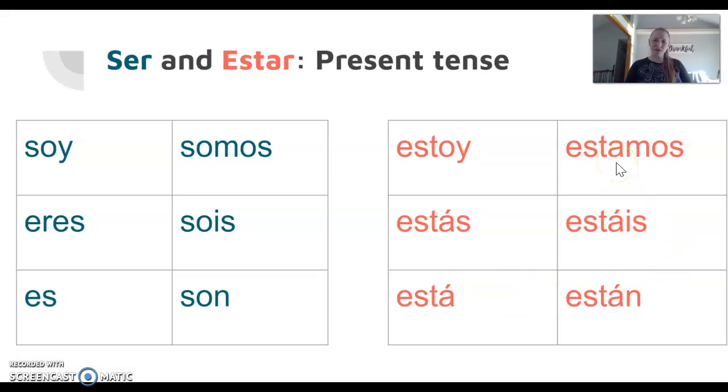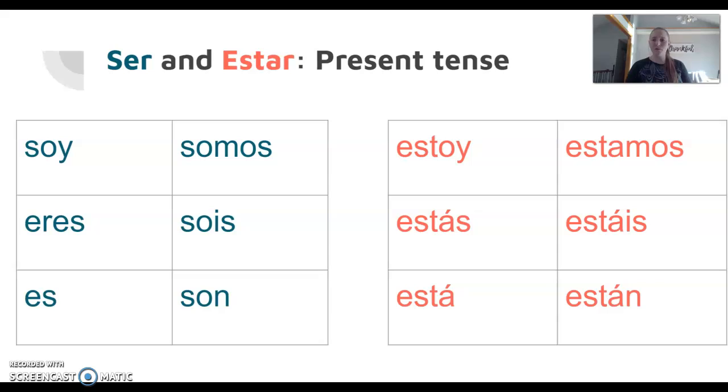Estamos does not have a written accent mark on it because, like I said, the rule is the second to last syllable. So if we count back 1, 2, that's where our stress would naturally fall. So we don't have to have a written accent mark on here. These are both irregular. If you don't know these in the present tense, please come talk to me immediately so that I can get you some flashcards or some review or something because we should know these.